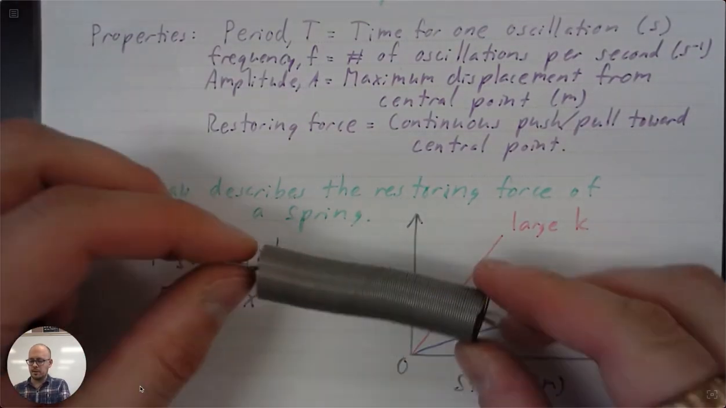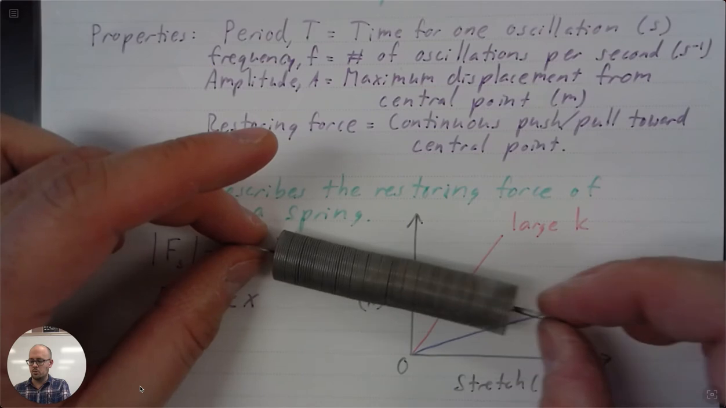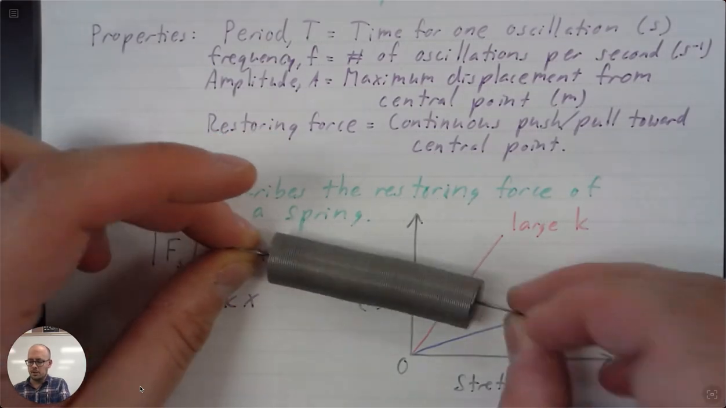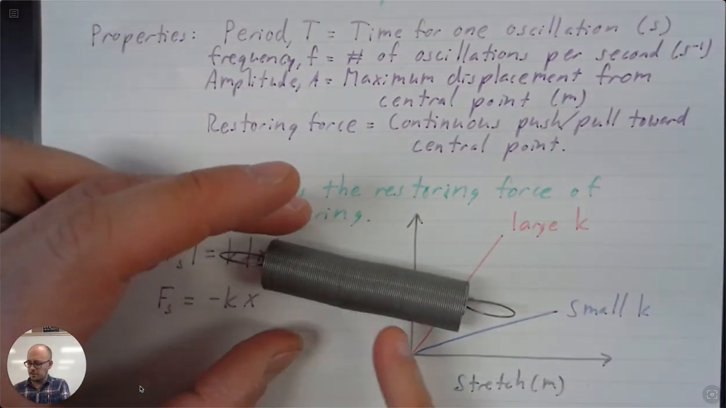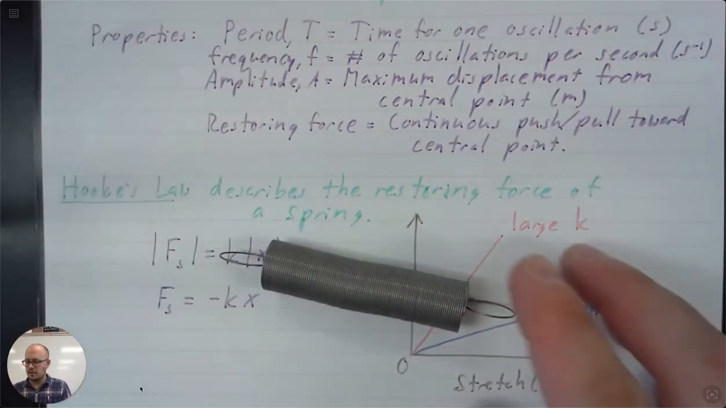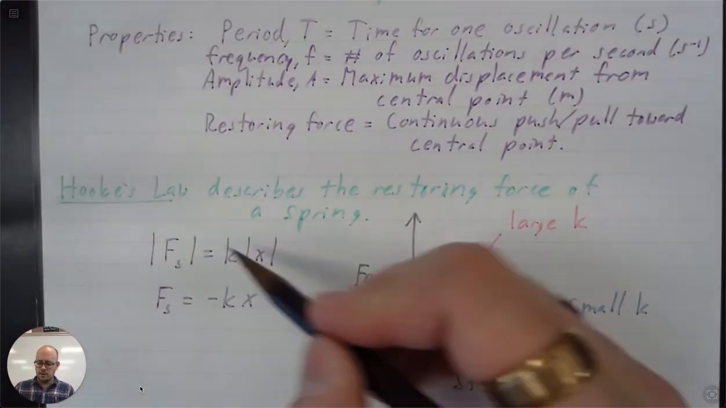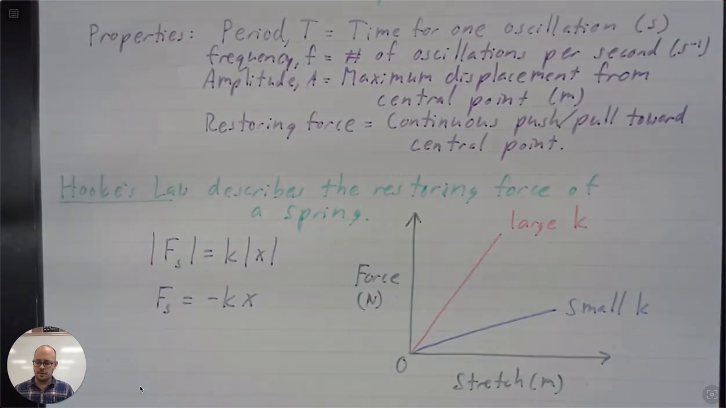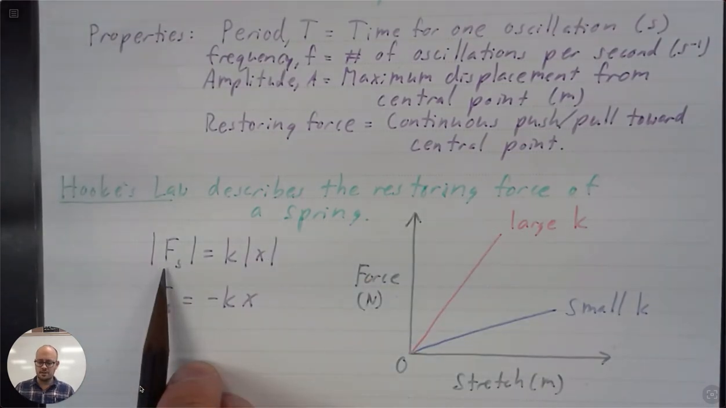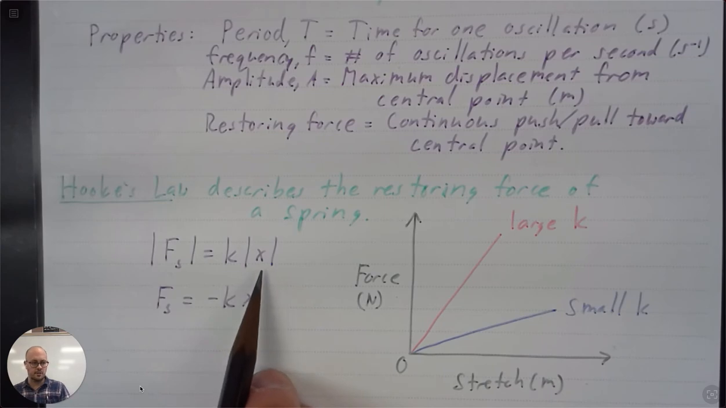Now this spring, because of the way it's manufactured, can only be stretched outward. Many springs, if there's space between the coils, can also be compressed, and Hooke's law follows the same idea. The reason you have these absolute value symbols is because the direction of the spring force is actually always opposite the direction of the stretch.